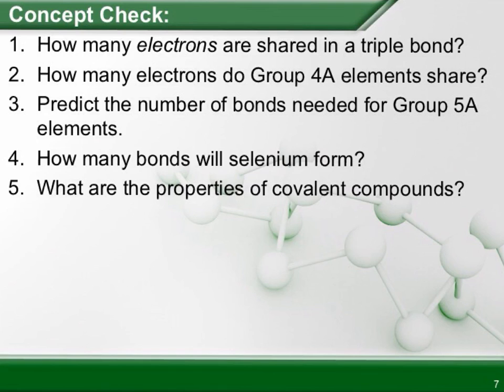And then finally 5, what are the properties of covalent compounds? Remember that they can be a solid, liquid, or gas, but if they're a solid, they're going to be flexible. They have low melting and boiling points. They're insoluble, meaning they cannot dissolve in water, and they are poor conductors of heat and electricity.